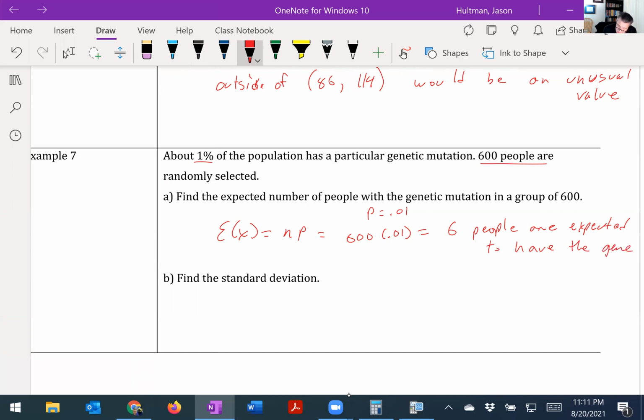Okay, so find the standard deviation. Well, again, the standard deviation is just the square root of NPQ. So that's the square root of N times P. Well, we already know what N times P is. We just got that in the previous part, that's 6. What's Q? Well, if P is 0.01, then Q is 1 minus P, or 1 minus 0.01. So this is the square root of 6 times 0.99.